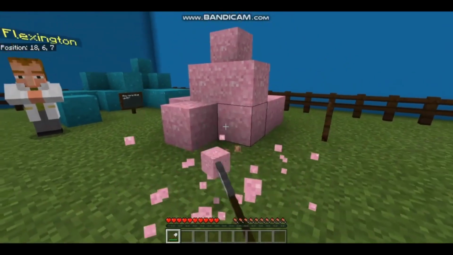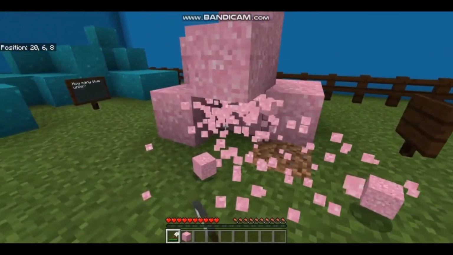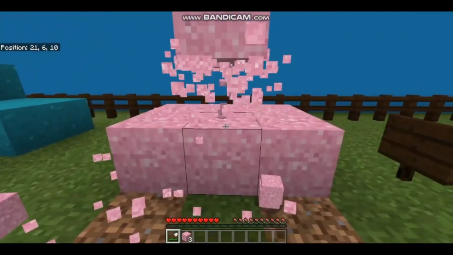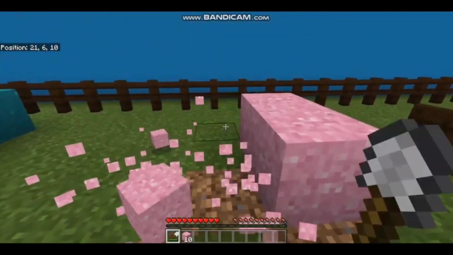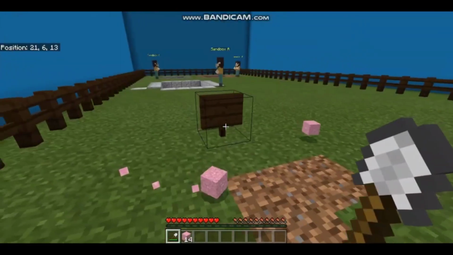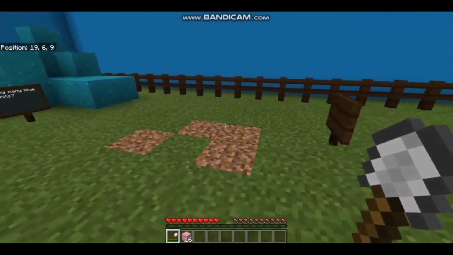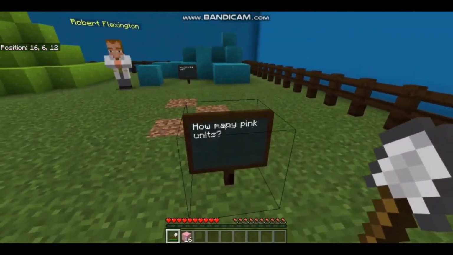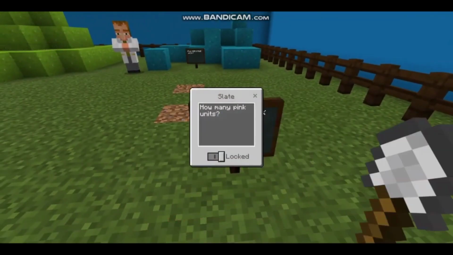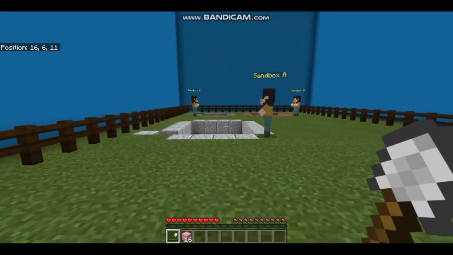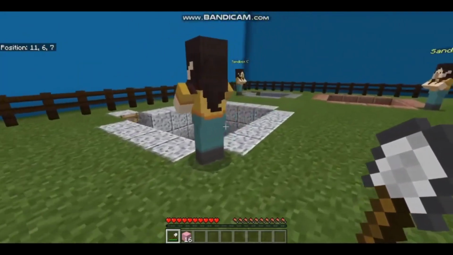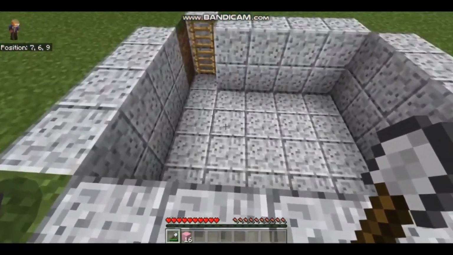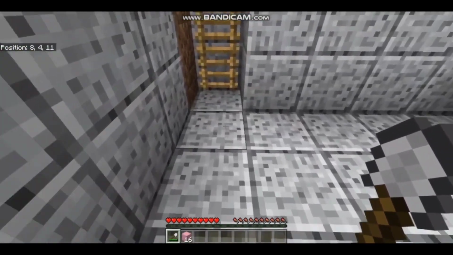So let's dig out our sand and find out how much sand we have. Okay, looks like I have 16 units of sand. So how many pink units do we have? We have 16. I wonder if any of these will have 16 inside. So let's go to sandbox A. And we're going to go well inside it.